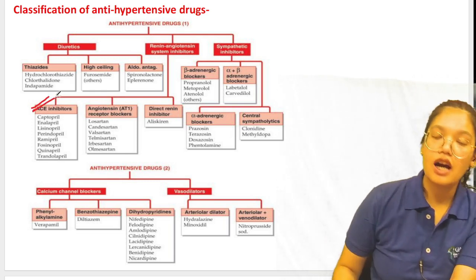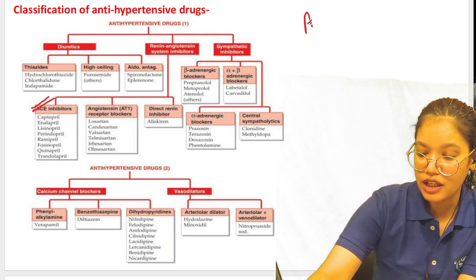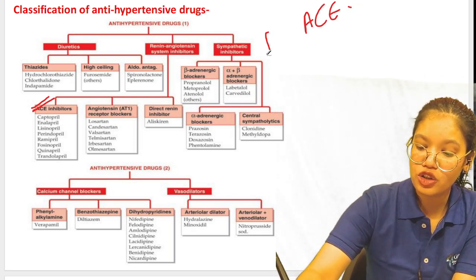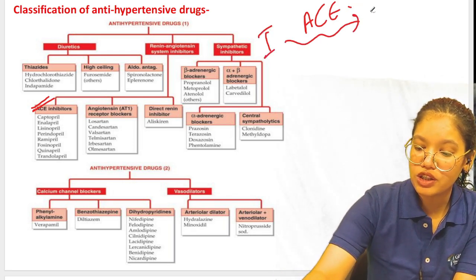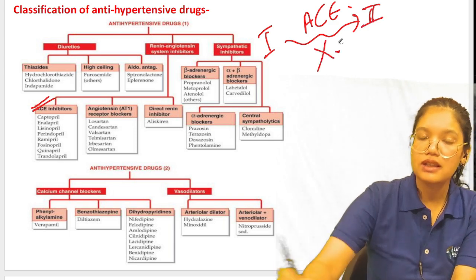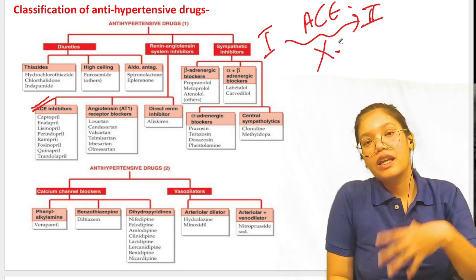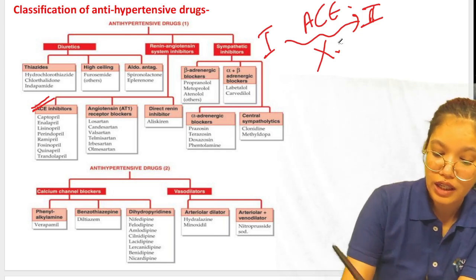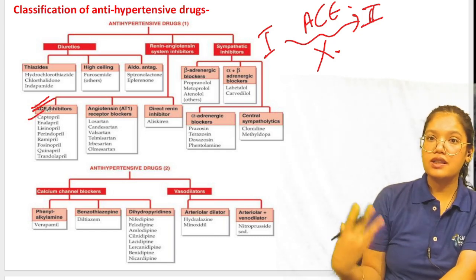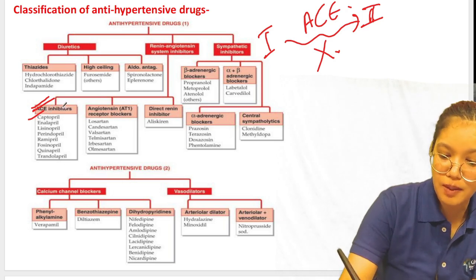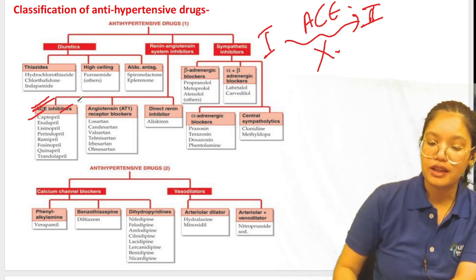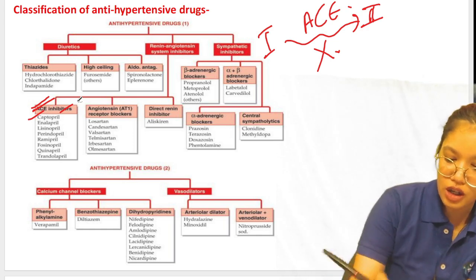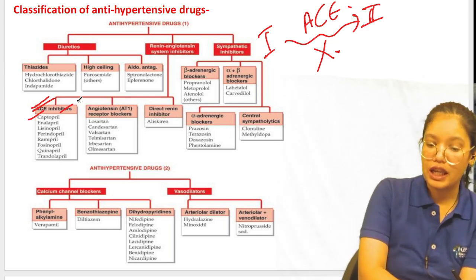First are the ACE inhibitors, the angiotensin converting enzyme inhibitors. They do not allow angiotensin 1 to get converted to angiotensin 2, so indirectly they block the vasoconstriction. All the drugs that have pril as their suffix come under these ACE inhibitors, like captopril, enalapril, lisinopril, ramipril.